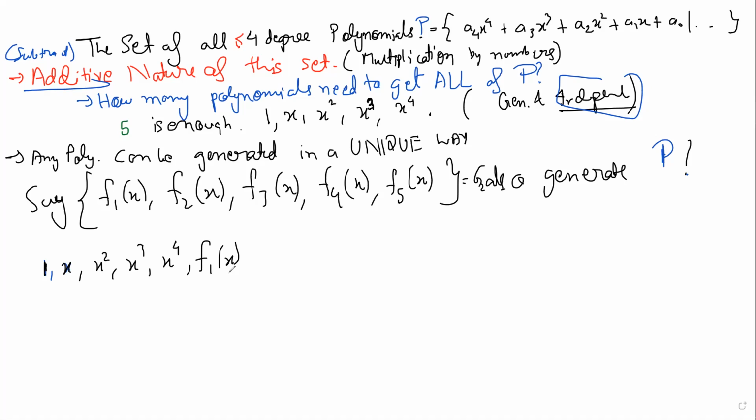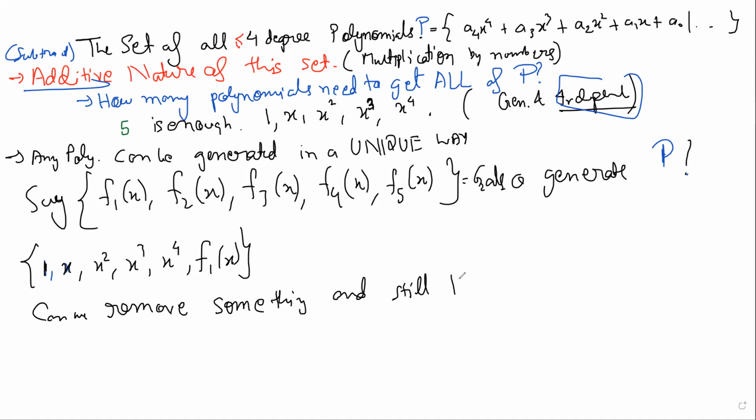Now can we do what we did for trees? Meaning, can we claim, so now we have this. Can we remove something from this set and still keep it a generating set? That is the question.